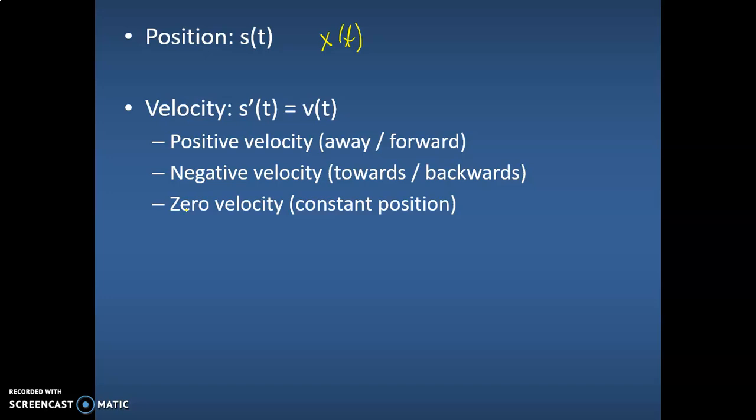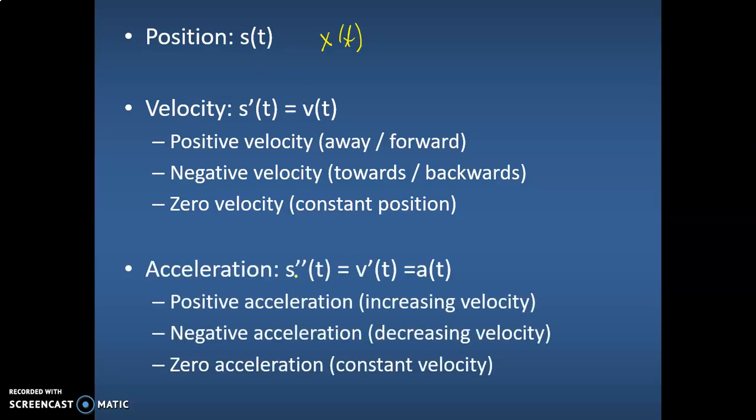If we take the derivative again, the second derivative of position is acceleration, or the first derivative of velocity is acceleration. Again, we're just taking the derivative each time. A positive acceleration means that the velocity is increasing. Negative acceleration means the velocity is decreasing. Zero acceleration means the velocity is constant. Note that it could be at rest, but it isn't necessarily. You could have an object at rest, then the velocity would be zero. But zero acceleration just means it's moving at a constant velocity.